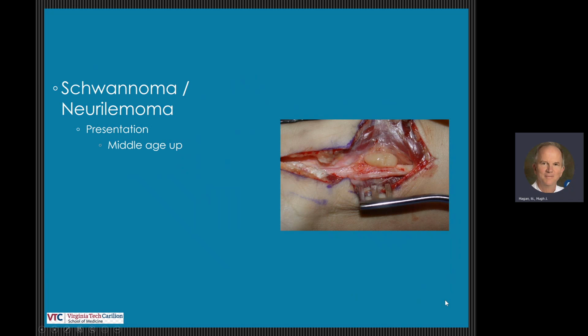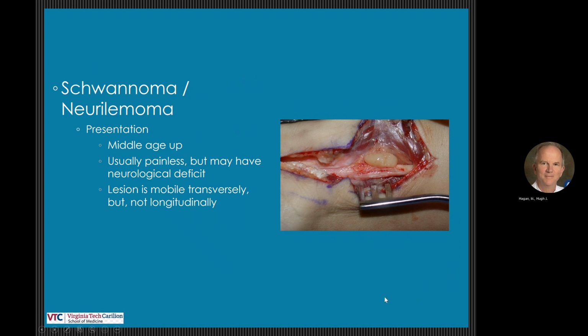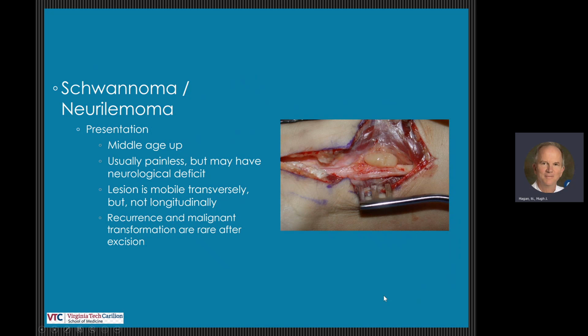They oftentimes present in older individuals. They generally don't hurt, but they may be very sensitive, and there may be an associated neurological deficit. It tends to be mobile transversely, but not longitudinally, because it's anchored in its axial motion by the nerve itself. And recurrence of these lesions following excision is very rare. Malignant transformation is extremely rare.